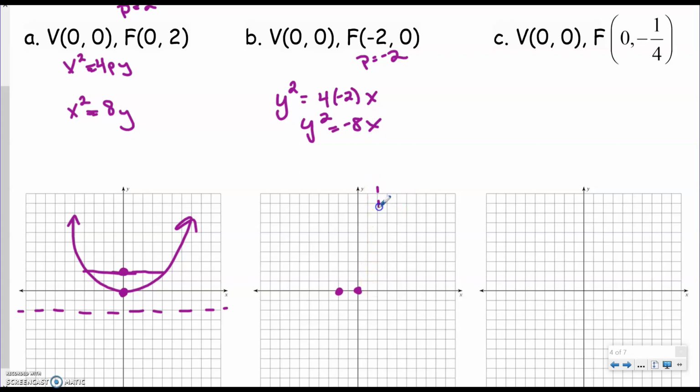Since the absolute value of my p was 2, this is my directrix here. That's x equals 2. And then my length here is going to be 8. So 1, 2, 3, 4, and 1, 2, 3, 4. And it's going to open like that. Wow, that was a really bad parabola. Let's try that again.